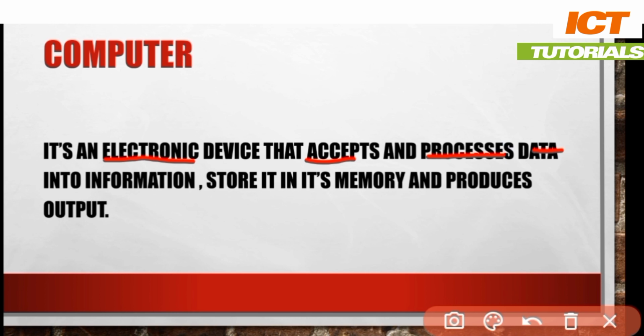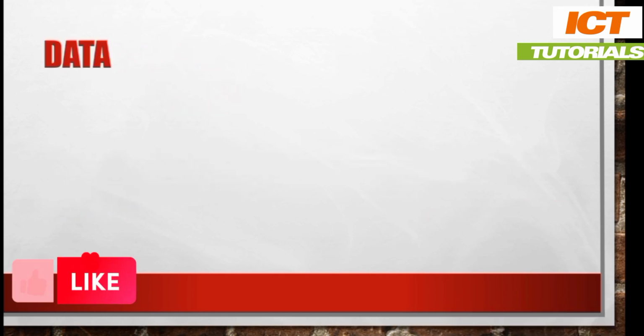So we are going to look at the data, the information, and we are going to look at the storage devices. That's where we come to look at the memory, and we are going to look at the output devices of the computer. So welcome, that is computer. The next term is all about data. We have defined computer, now we are defining data. This is the definition of terms.